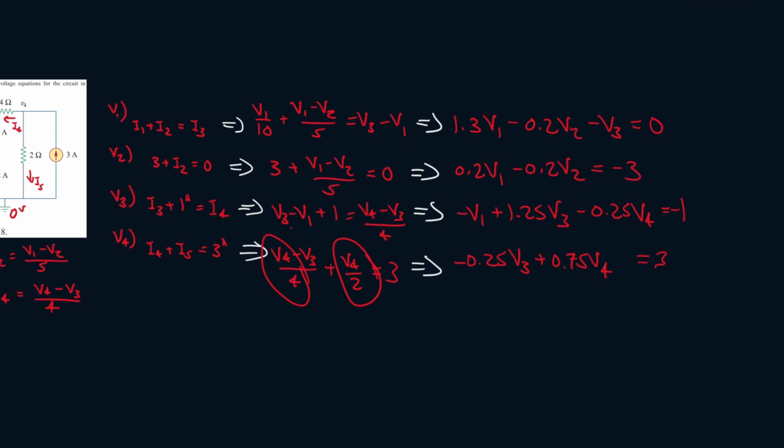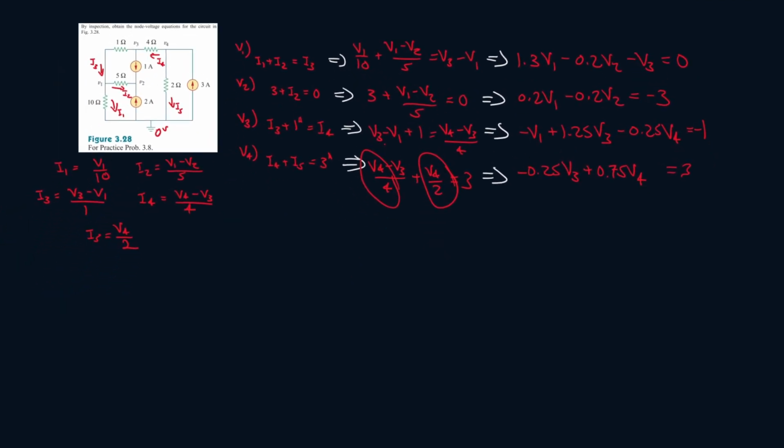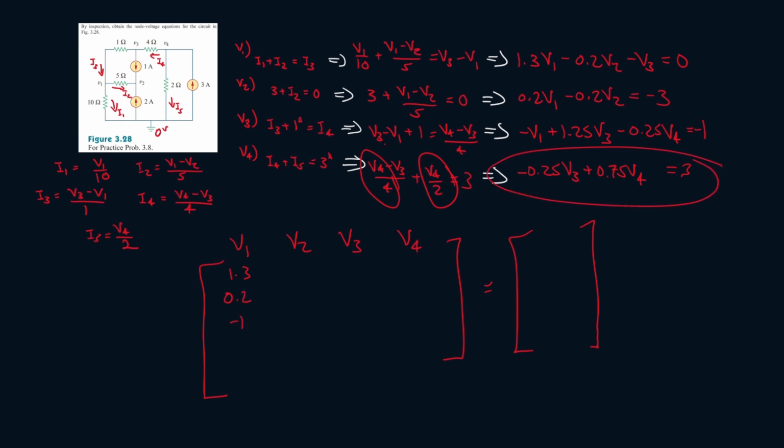Okay, now we're going to draw a matrix. So this row will include V1, this row will include V2, this row V3, this row V4, and this will be equal to whatever they're equal to. Alright, so all the V1s, we put them here, 1.3, 0.2, minus 1, and the fourth row doesn't include a V1, so it'll just be 0. Second column, V2s, it'll be minus 0.2, minus 0.2 again, and then the third and fourth rows don't include a V2, so it'll just be 0.